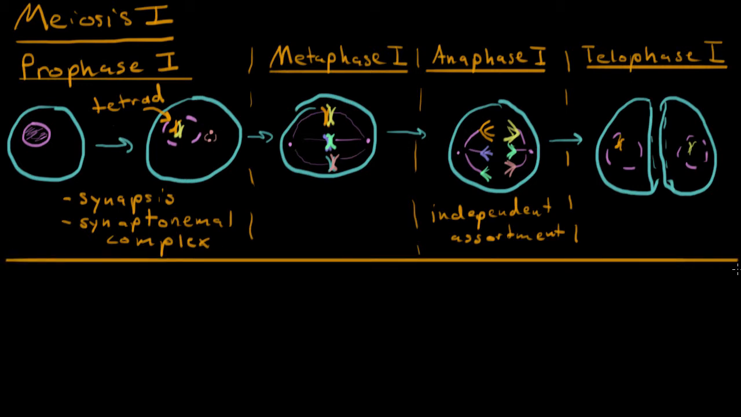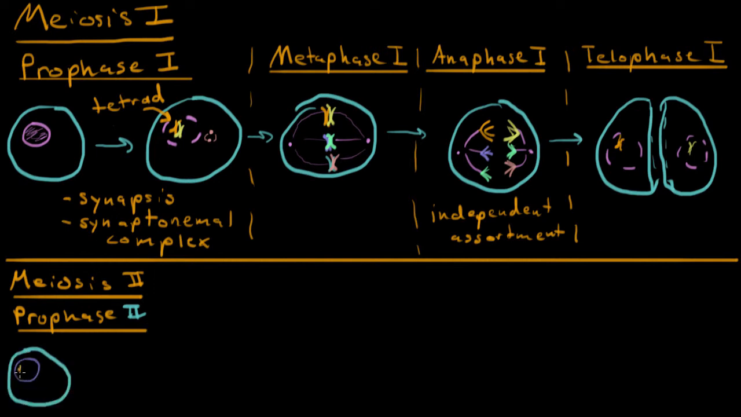So in meiosis 2, we go through steps that are really similar to what we went through in meiosis 1 with a couple of differences. Prophase 1 had homologous chromosomes. By the time we get to prophase 2, we've already split those into separate cells in telophase 1, and so in prophase 2, you're not going to go through synapsis, and you're not going to have the synaptonemal complex because those are things that homologous chromosomes do, and we don't have homologous chromosomes.